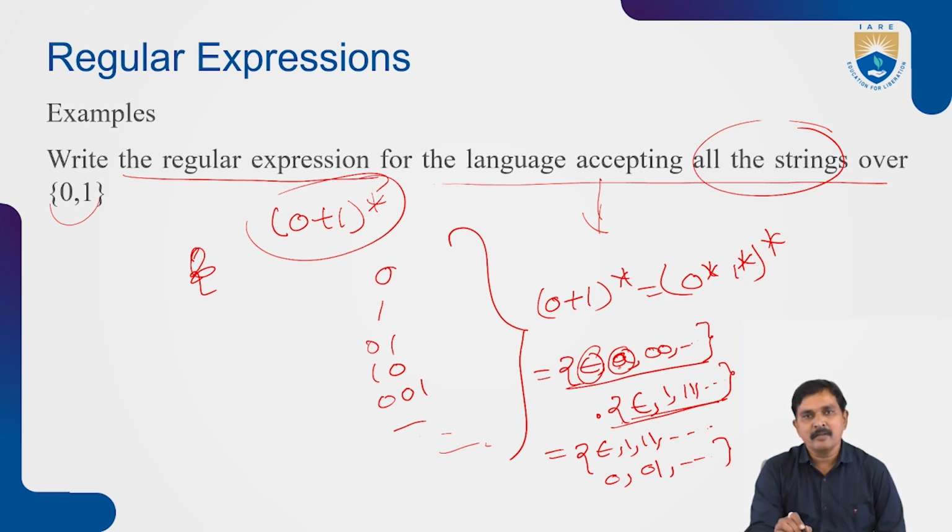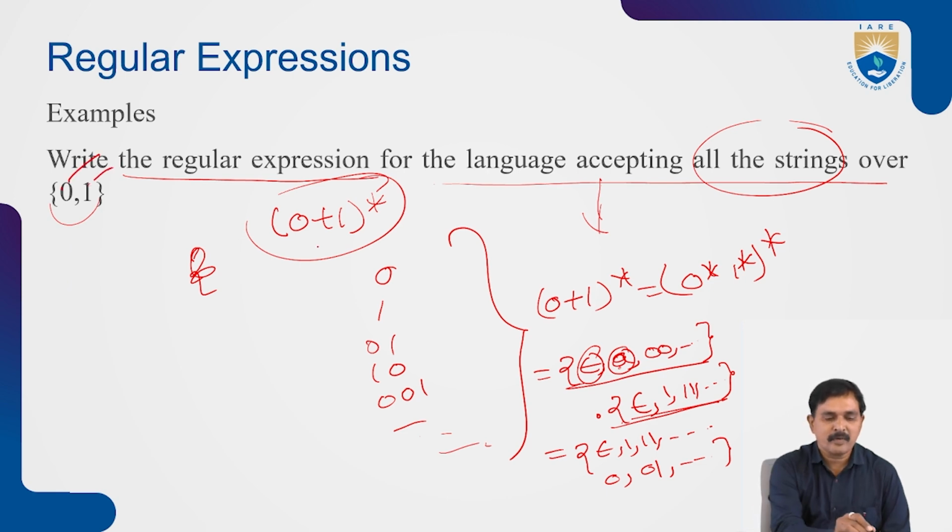The string may have first zeros then ones, or first ones then zeros, or only zeros, or only ones. It covers any type of string. Here I am taking two different symbols.